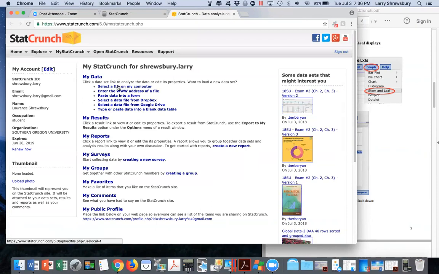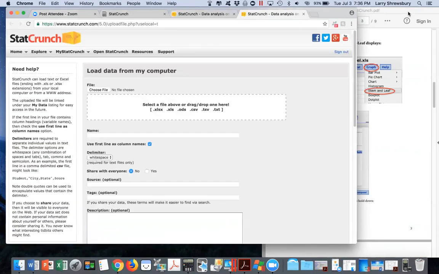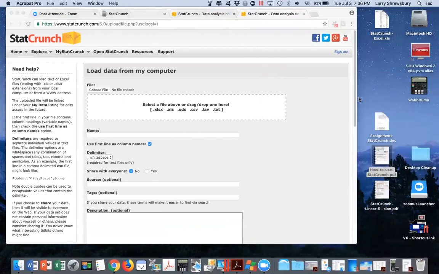Now, what we want is the very first one here. Select a file on my computer. So you've already downloaded that Excel file onto your computer. So we're going to click on that. Now, I downloaded it to my desktop. So what I can do is I can just drag that on over. Now, be careful. It's got to be the Excel file. If I drag any of these other files over here, it's not going to work. So I'll click and I'll drag it over.